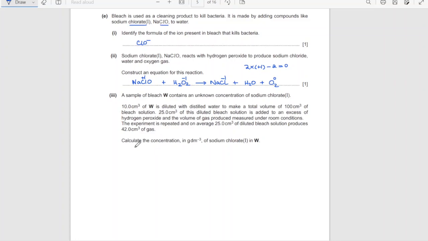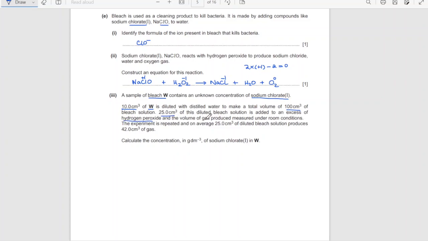So over here we have 10 cubic centimeters of W. This contains bleach, and it has some unknown concentration of sodium chlorate(I), NaClO. It's diluted with distilled water to make a total volume of 100. And then 25 cubic centimeters of this is added to an excess of H2O2, hydrogen peroxide.